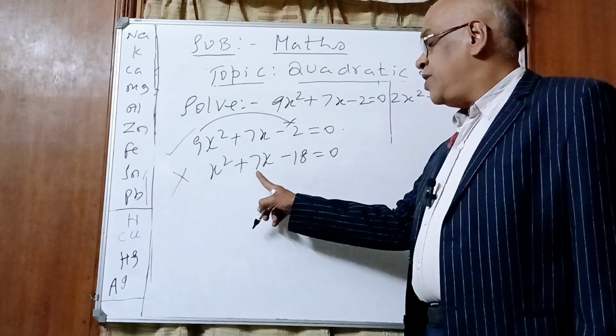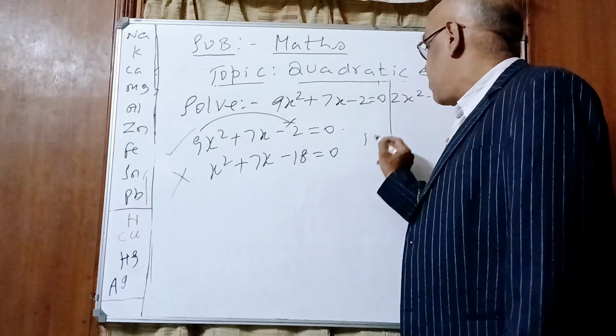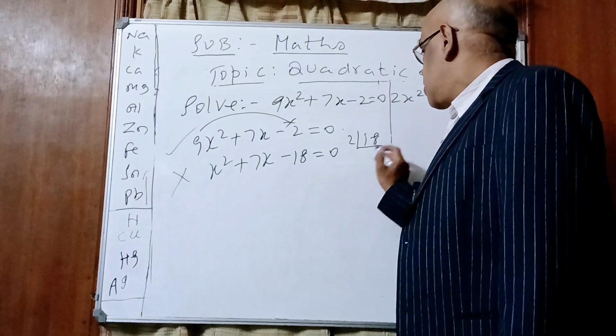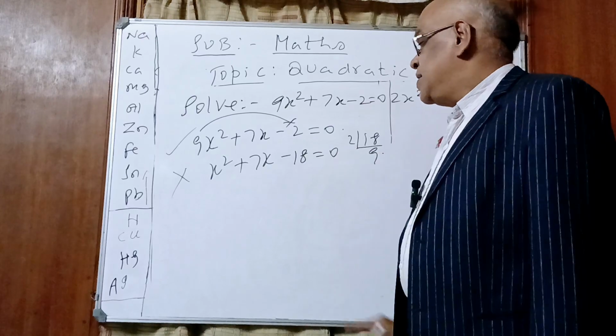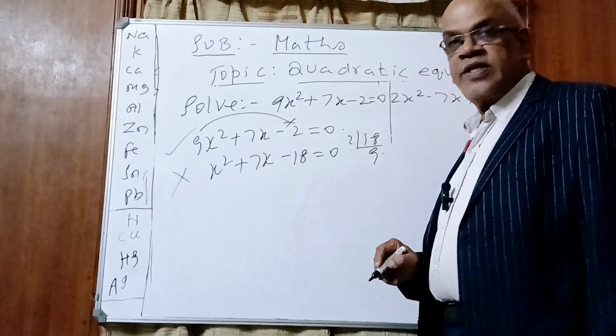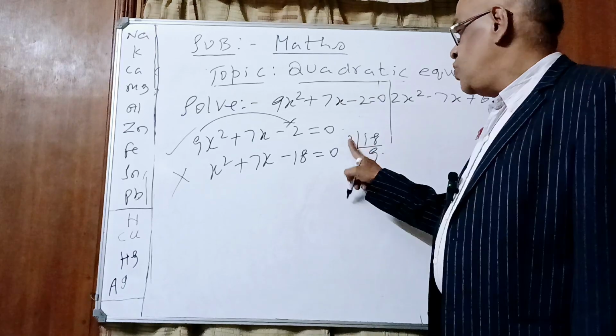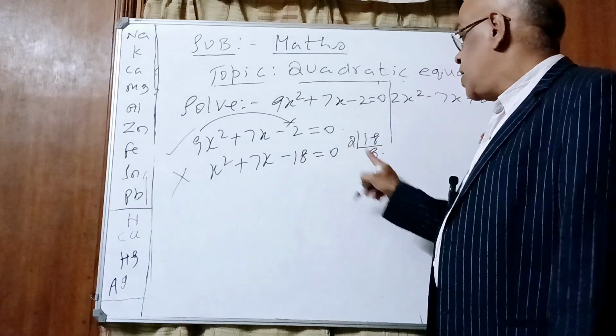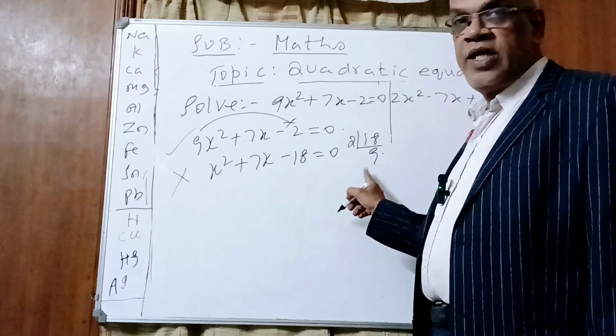We have to split the middle term 7. For that, we take the help of the constant term. 2 ones are 18. 2 9s are 18. Check whether sum or difference of these two numbers will give us 7. 9 plus 2 is 11. More than 7, but 7 is between 2 and 9, two factors. Then you have to subtract.